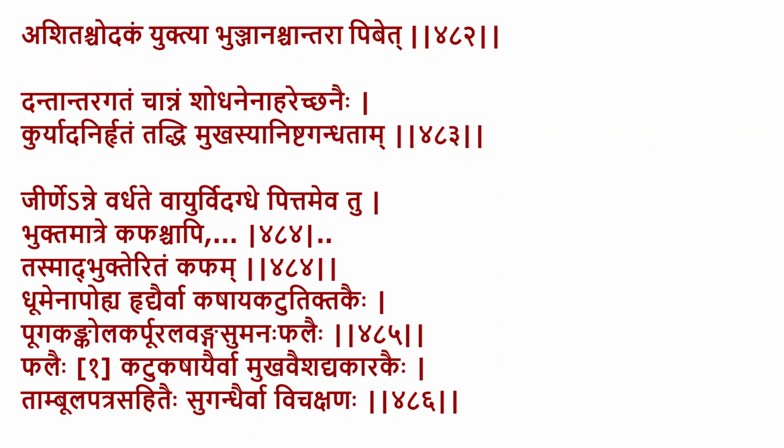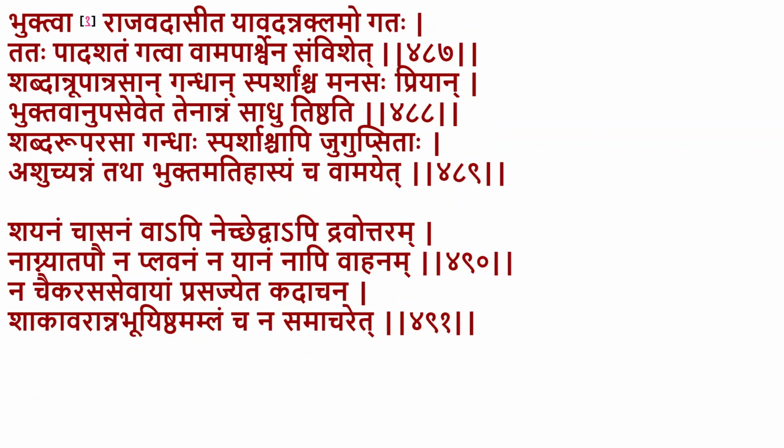जीर्णे अन्ये वर्तते वायुः विदग्धे पित्तमेव तु भुक्तमात्रे कफश्चापि तस्मात् भुक्तेरितं कफं धूमेन आपोषहृद्यैः वा कषाय कटुतिक्तकैः पूगकङ्कोलकर्पूर लवङ्ग सुमनस्फलैः फलैः कटुकषायैर्वा मुखवैषम्यकारकैः ताम्बूलपत्रसहितैः सुगन्धैर्वा विचक्षणः. Because it can increase the kapha after the food, dhumapana is suggested, and for dhumapana these are the substances to be used. भुक्त्वा राजपदासीत यावद् अन्नक्लमोगतः ततः पादशतं दत्वा वाम पार्श्वेन संविशेत.